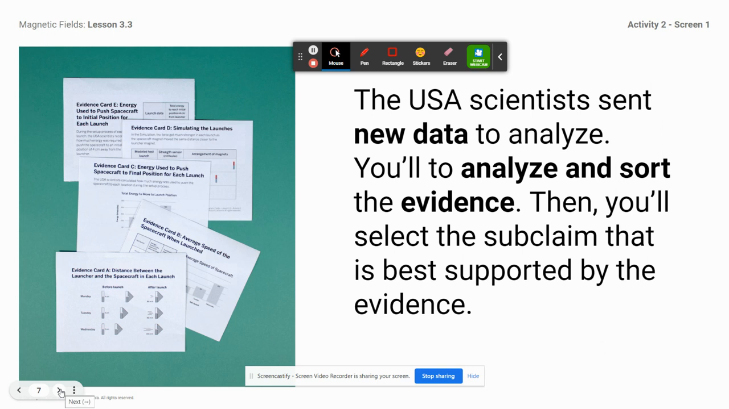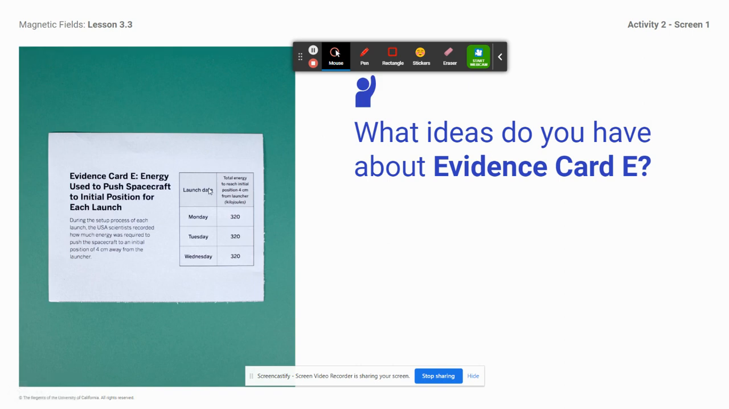I do want to take a moment to work through one with you. So if you could take your paper and flip over to the back side so that you're looking at evidence card E, we're going to work through evidence card E together. As I'm going through the slide up on the screen with you here, I want you to be adding these annotations to your piece of paper as a model for what you're going to do with evidence cards A, B, C, and D. So I'm going to start by reading evidence card E.